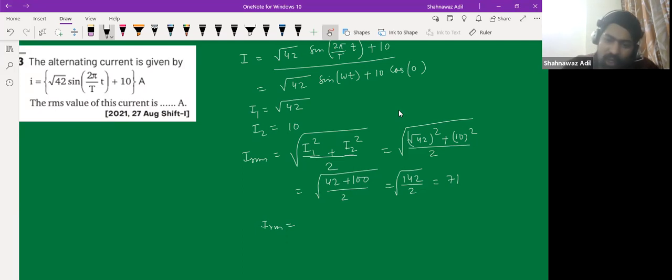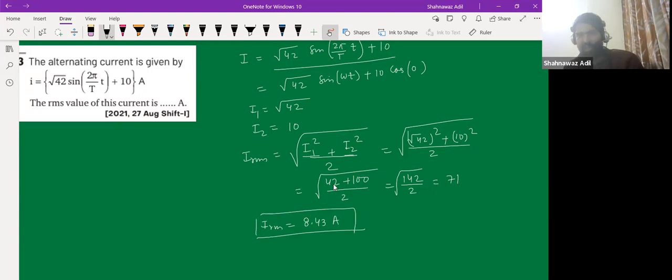So this is 8.43, right? So this would be 8.4. That would be the RMS value. Is it clear? Is this clear to you, Tarif?